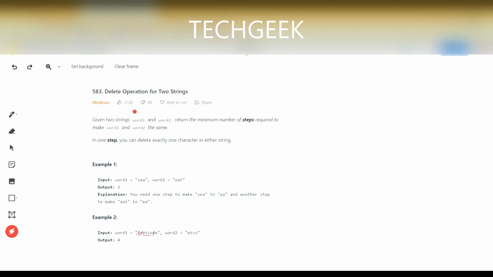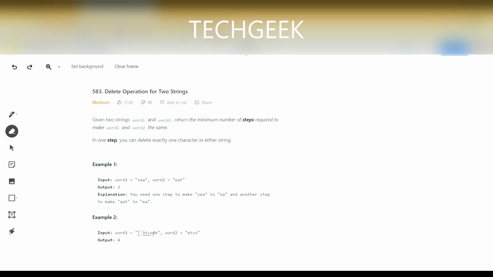Okay, so now let's have a look at the question. You are given two strings, word 1 and word 2. You have to find the minimum number of steps required to make two strings equal, and one step means deletion of exactly one character in either of the strings. You have been given two examples, that's sea and eat. So you can see SEA and EAT, both of them are having EA as common. So if we delete S from here and T from here, then we'll get both the strings equal.